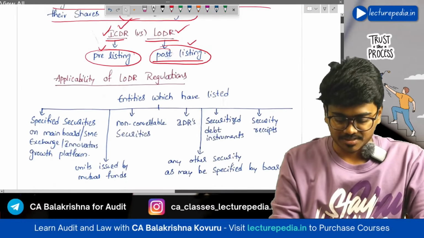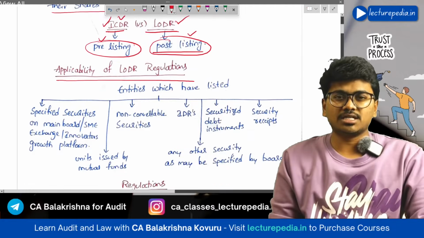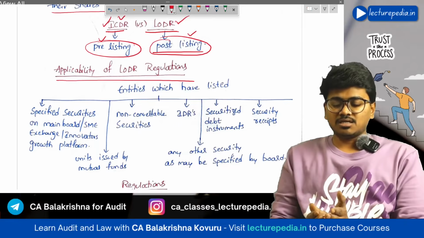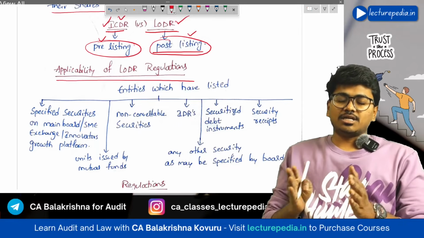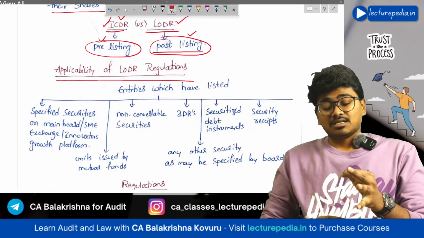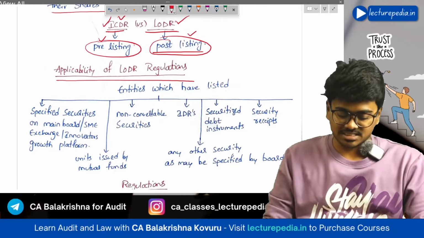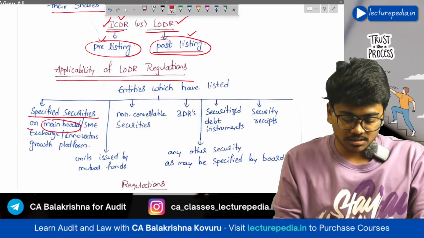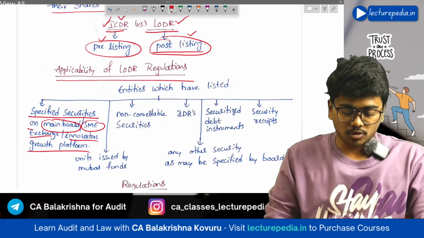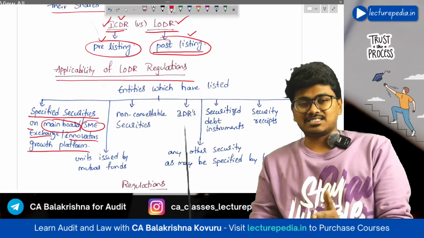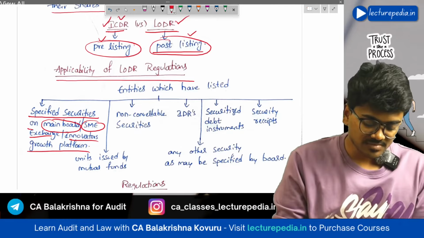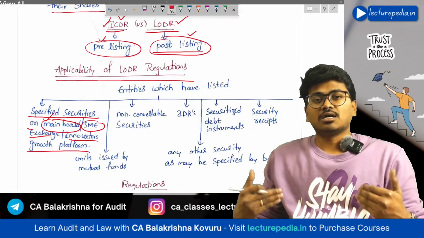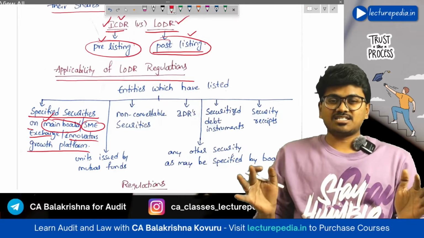Okay, next, applicability of LODR regulations. To which companies are these LODR regulations applicable? Broadly speaking, for listed entities, LODR regulations are applicable, but there is a specific applicability that we'll discuss now. See, specified securities that are listed on the main board, SME exchange, innovation growth platform. Basically, in the stock exchange, there will be three platforms. One is the main board platform, that means the actual platform on which the company's shares will be listed. Okay, that is the main board.